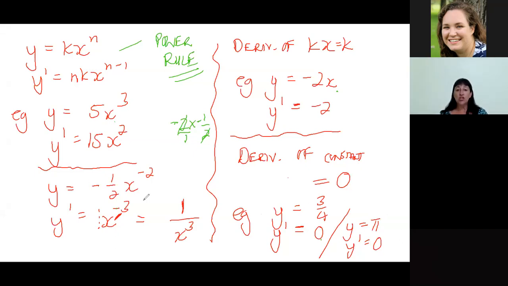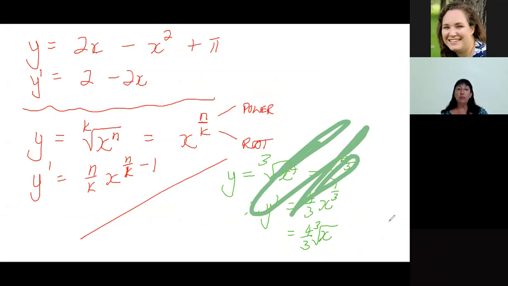Okay, so these are just your basics. This is your basic power rule. All right, and then I pointed out that if you have a string of terms being added and subtracted, you can take the derivative of each separately and also then add and subtract.